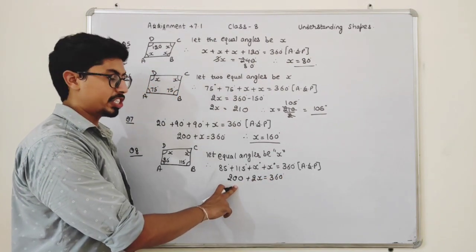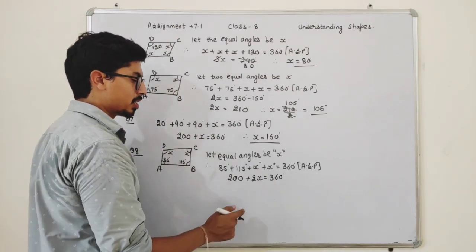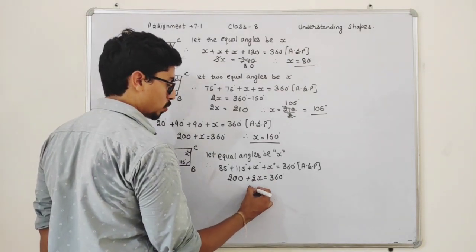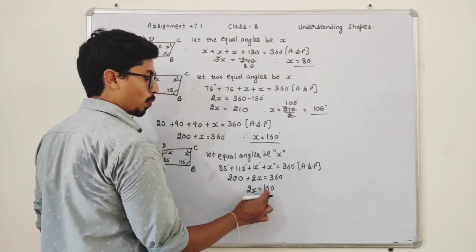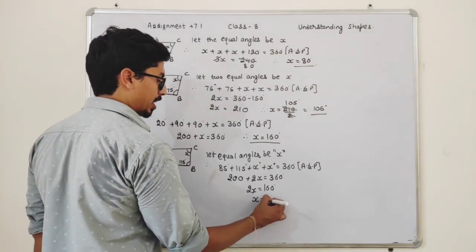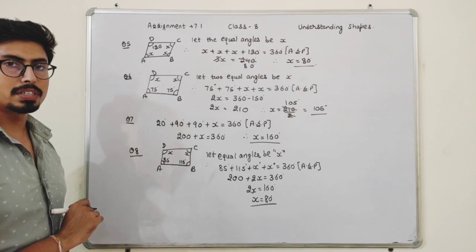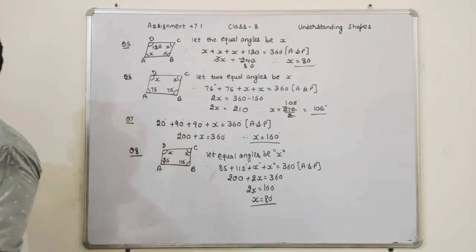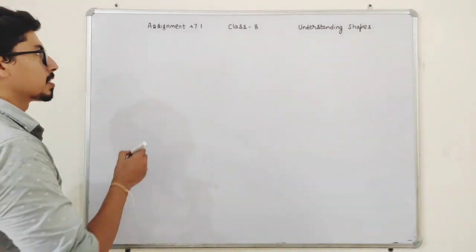Now 200 is an addition. When it goes to the right hand side, it will be a subtraction. So 360 minus 200. So 2x will be 160. Therefore x will be 160 divided by 2. So it will be 80 degrees. So the remaining two equal angles are of 80 degrees. Okay students. Now moving forward to our question number 9.